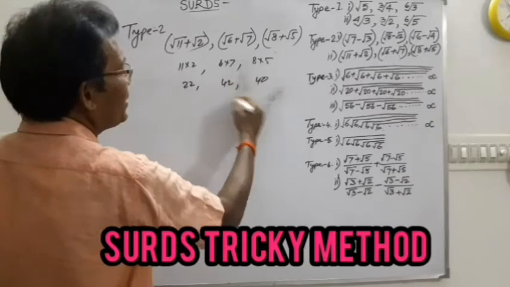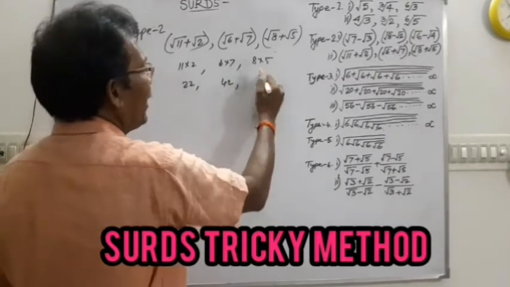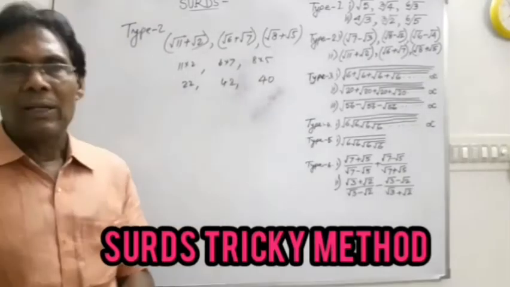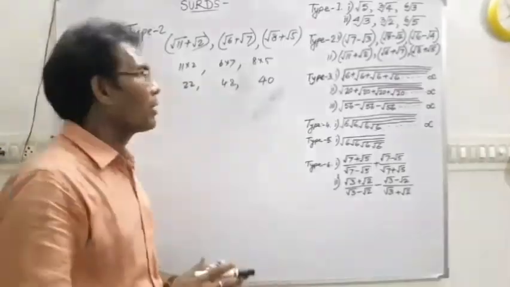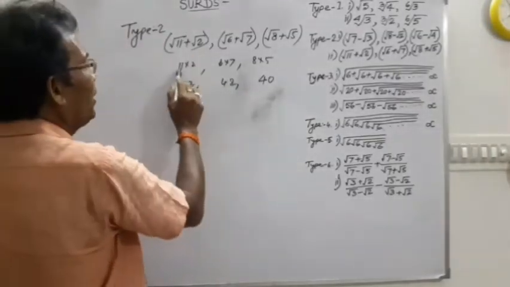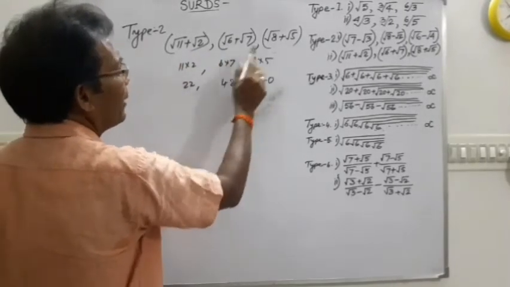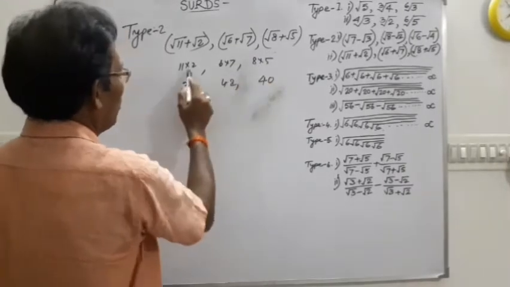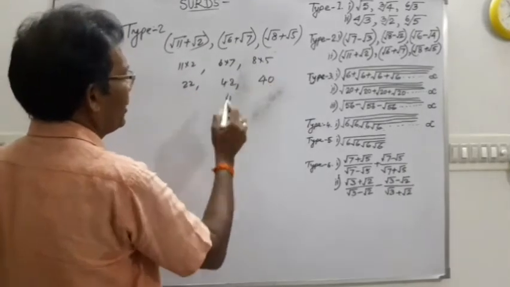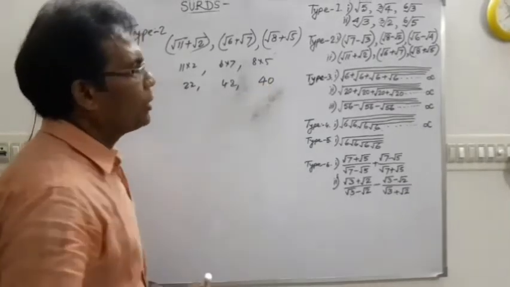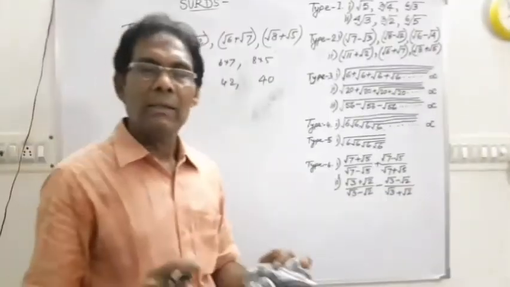So easily you can calculate the ascending order and descending order. In case of plus, only multiply 11 into 2, 6 into 7, 8 into 5, so 22, 42 and 40. So easily, this is smaller, this is bigger, this is the medium. So you can easily calculate the ascending order and descending order.